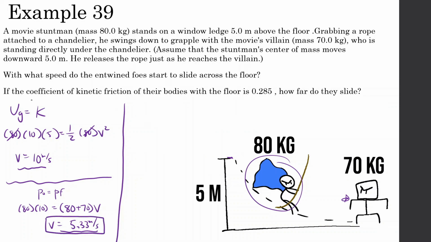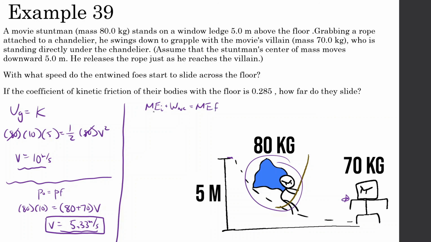The last question is, if the coefficient of kinetic friction of their bodies with the floor is 0.285, how far do they slide? We could do a few things. We could do Newton's laws and kinematics for this, but I'm going to use energy. I'm going to use mechanical energy initial plus work non-conserved is equal to mechanical energy final. And this work non-conserved is going to be the work of friction.